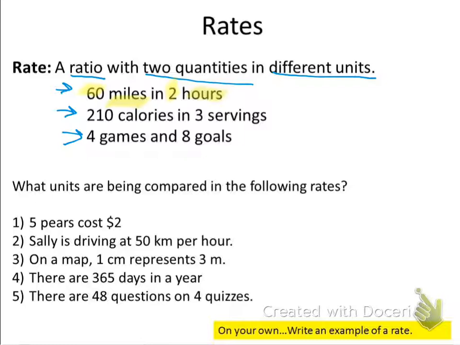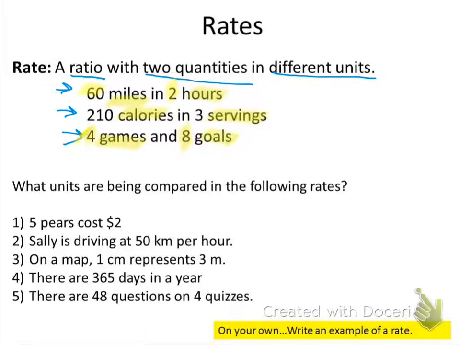Let's look at the next one. We have 210 calories and 3 servings. So our ratio would be 210 to 3, and our different units are calories and servings. And our last one is 4 games and 8 goals. So the ratio would be 4 to 8, and the different units are games and goals.